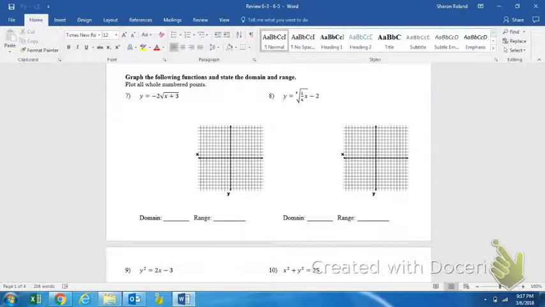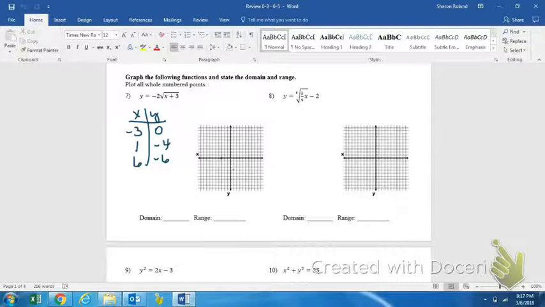Okay, on number 7, it says to graph the following functions and state the domain and range. If you're going to plug this into the calculator and get a t-chart for x and y, if you have -3, 0, if you plug in 1, you get -4, and 6 will give you -6. And so if you were to graph that, that would be -3, 0. It's hard to make a dot there.